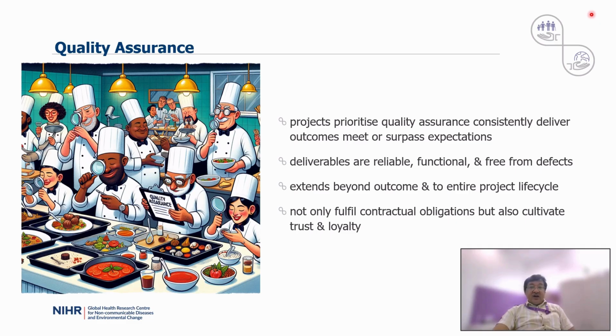A crucial component of quality control is funders' and key stakeholders' satisfaction. By consistently delivering high quality results, projects not only fulfill contractual obligations but also cultivate trust and loyalty among stakeholders. Furthermore, meeting and exceeding expectations not only enhances the project's success but also lays the foundation for long-term relationships and future collaborations.